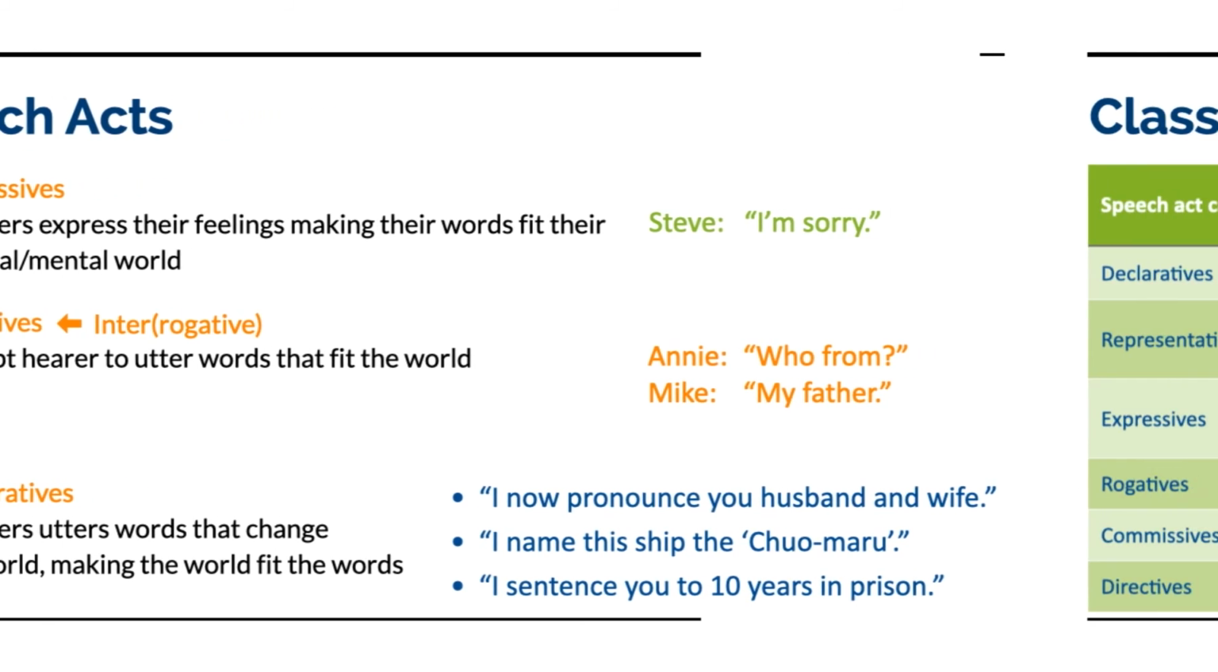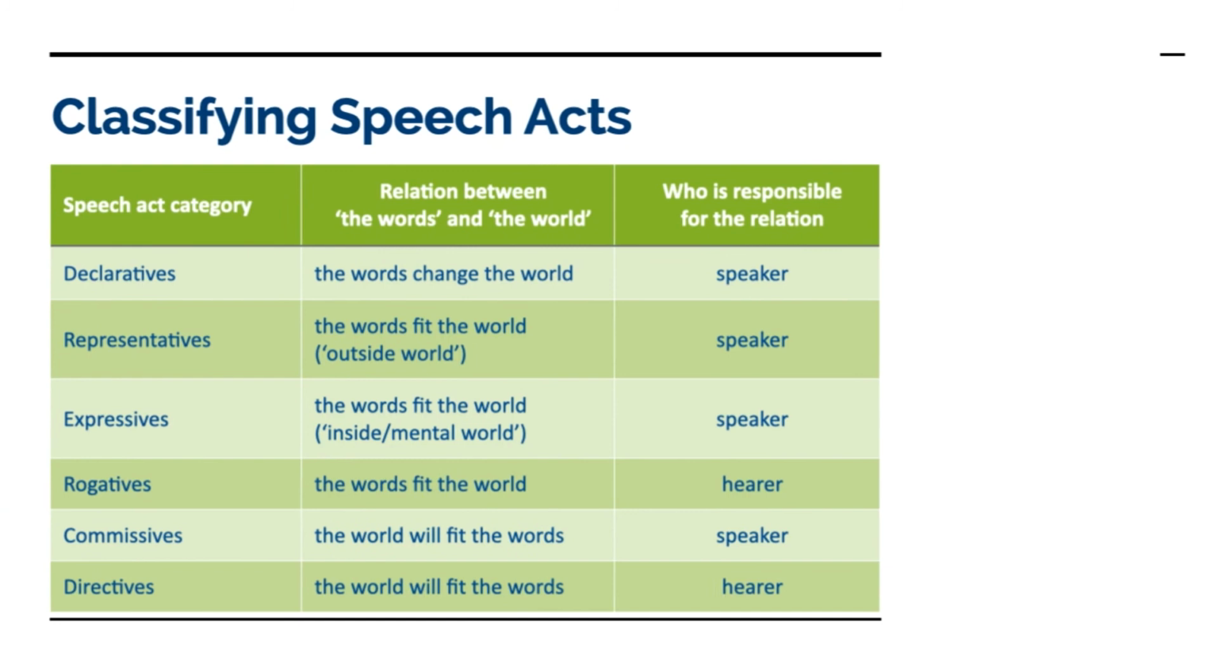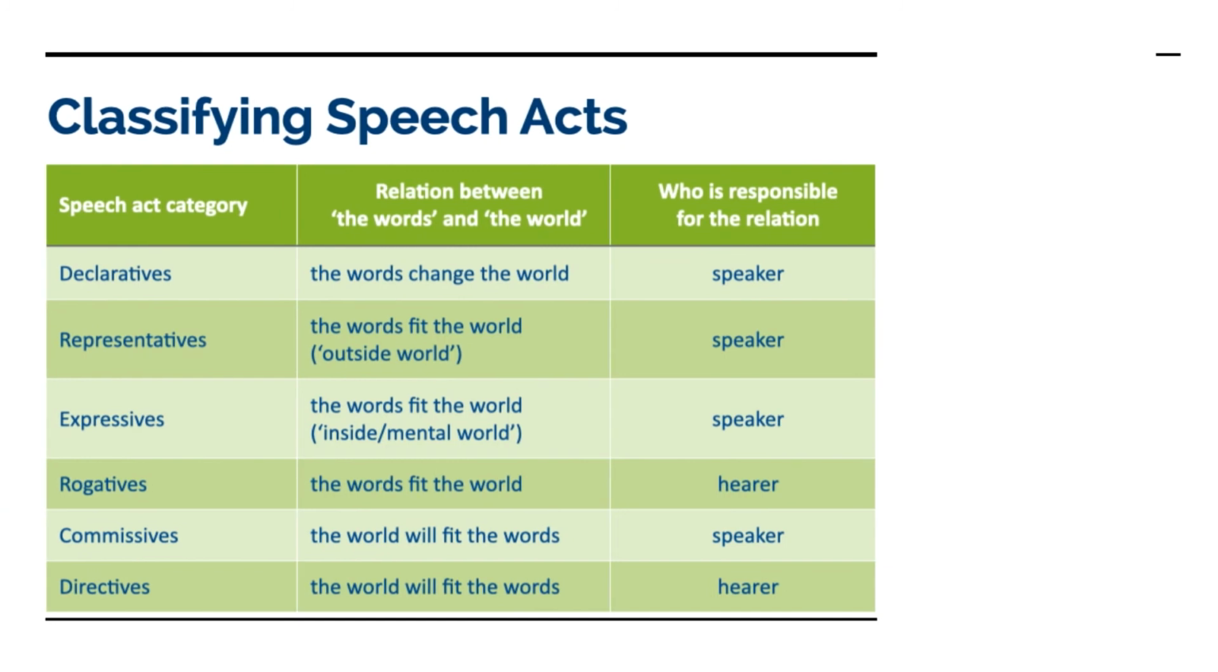So to summarize, we've seen 6 different types of speech act categories. Right? Starting at the top, declaratives are those speech acts where the words themselves change the world, change the situation in the world. And it's the speaker who utters those words that causes that change to happen.